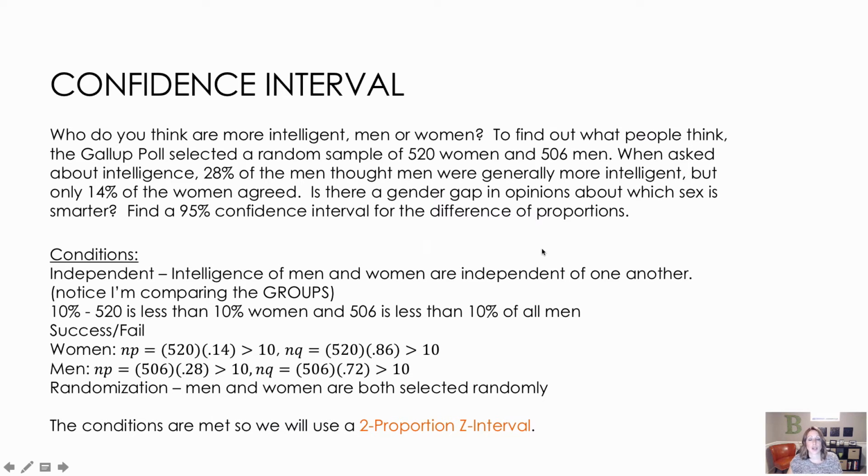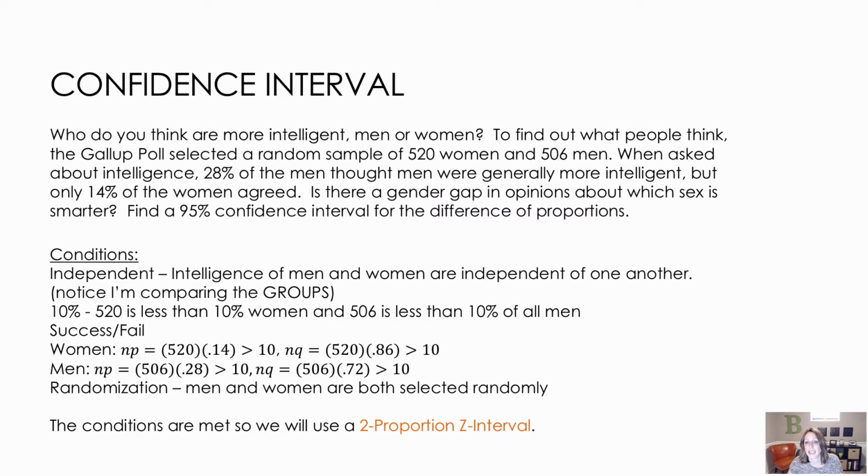Now, for this first question, we're looking at who do we think are more intelligent, men or women? And of course, to do this, we're just going to ask a bunch of people. And this is a Gallup poll, so we know it's random. But it's 520 women and 506 men. And 28% of the men thought that men were generally more intelligent. And 14% of the women agreed that men were more intelligent. But obviously, both groups thought women were more intelligent.